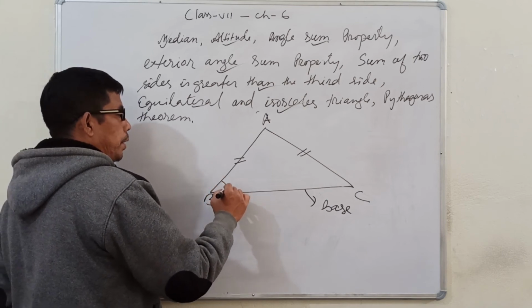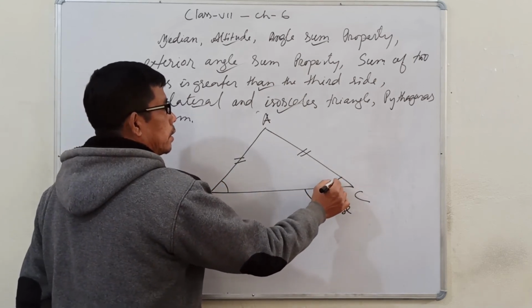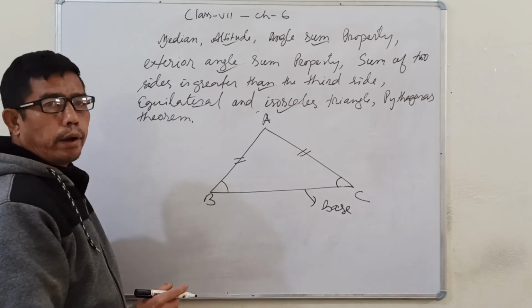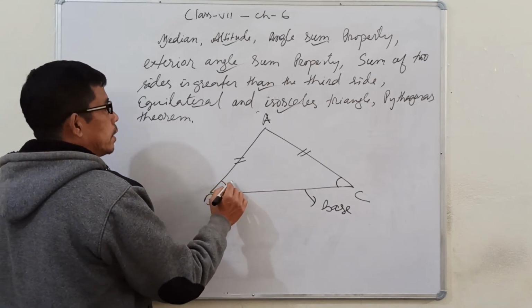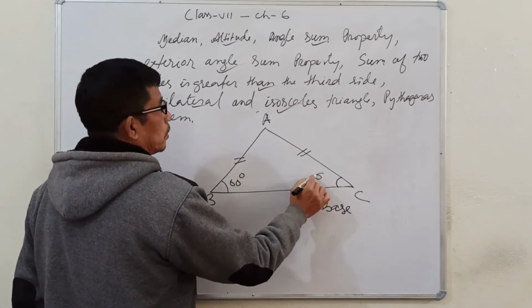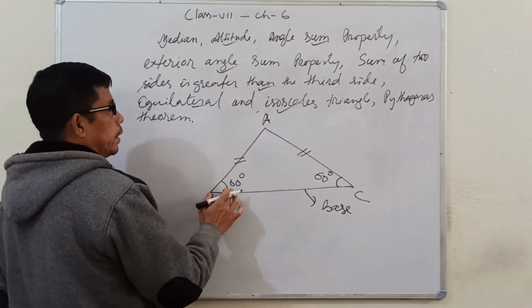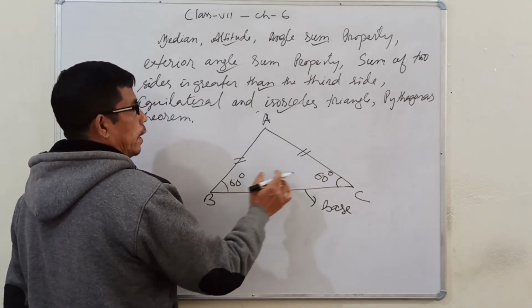And one property to be remembered for an isosceles triangle is that the angles at the ends of the base, that is angle B and angle C, should always be equal. That is, when this is 60 degrees, this is also 60 degrees. 70 degrees, 70 degrees. 80 degrees, 80 degrees.